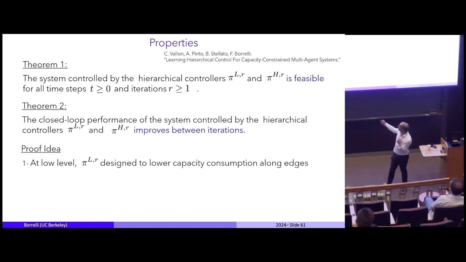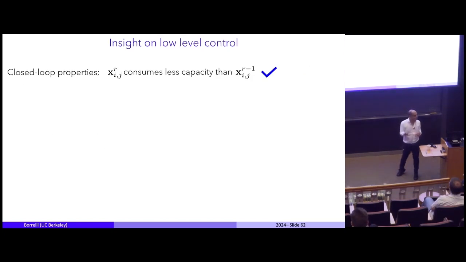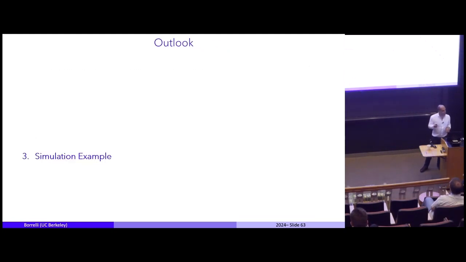Okay, so because of your design, because energy consumption decreases, because you have integrator dynamics, and because you are updating the energy consumption, the higher level will always have a task that is feasible and better in terms of utilization. Okay? I'm going to skip this slide and go to the simulation example.